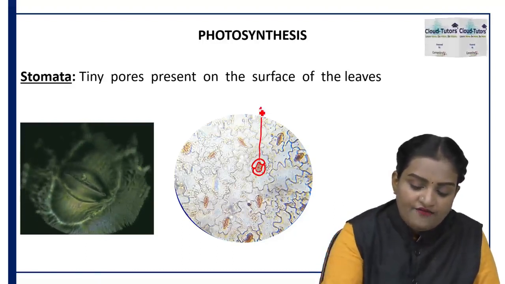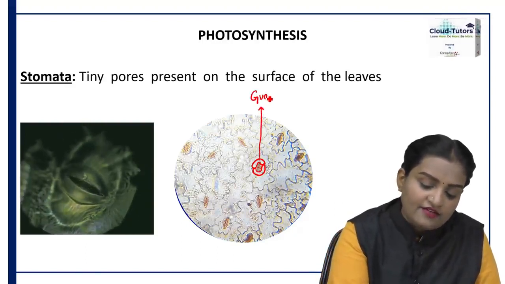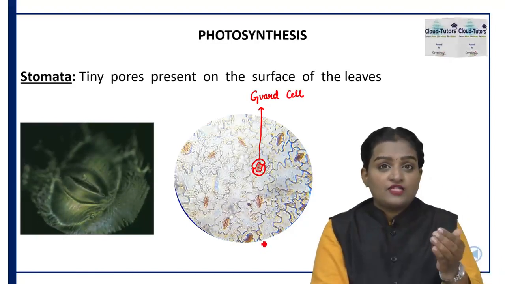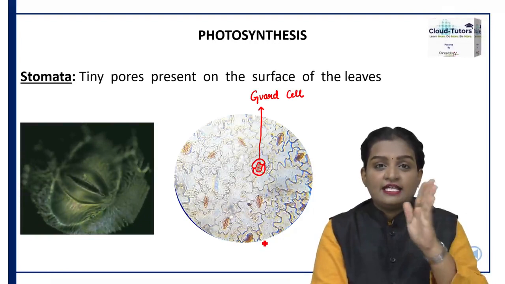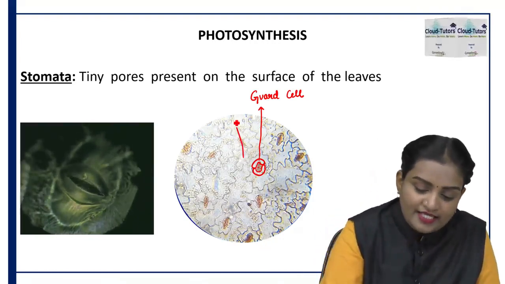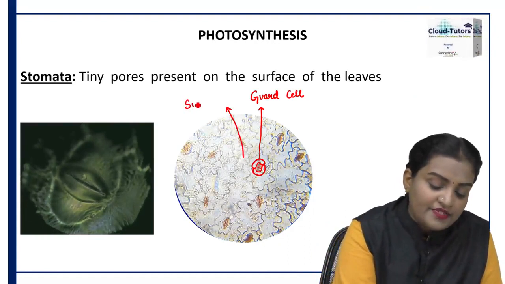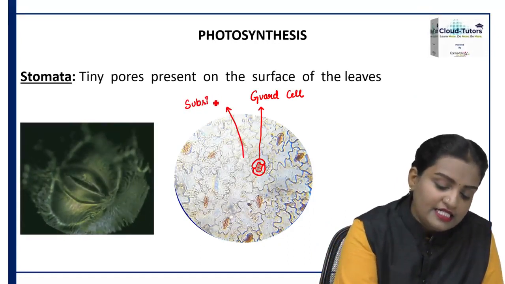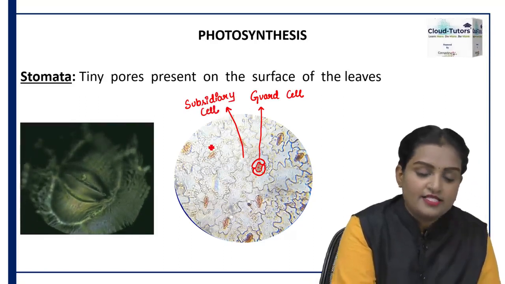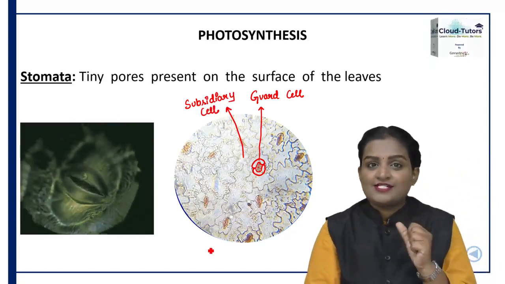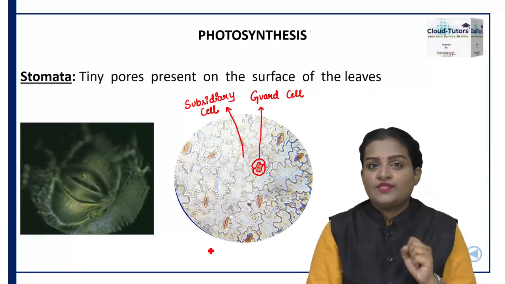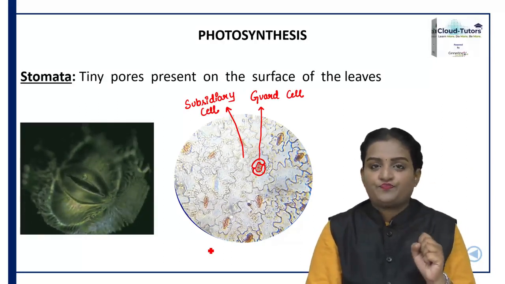So here we have guard cells which guard the opening of stomatal pore, and next to the guard cells there are differently looking cells, correct? So these cells are known as subsidiary cells, which also help the guard cells. So guard cells open and close stomatal pore, and guard cells need help from the subsidiary cells also.